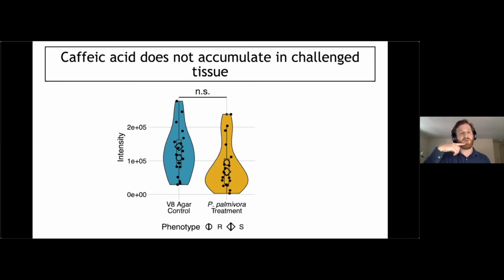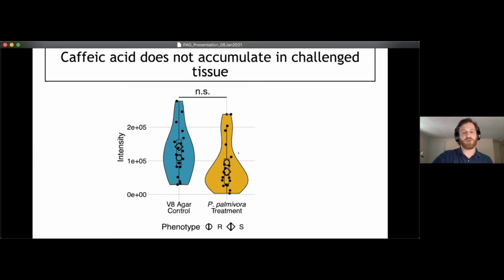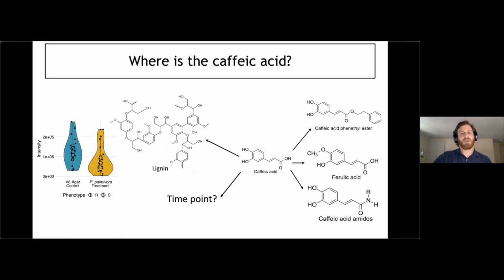And what we expected to see was caffeic acid to increase. However, we saw a decrease in the pathogen treated tissue, albeit not significantly. So it's a little bit counterintuitive response. So where is the caffeic acid going? It could be going in a number of different directions, and we're trying to figure this out.